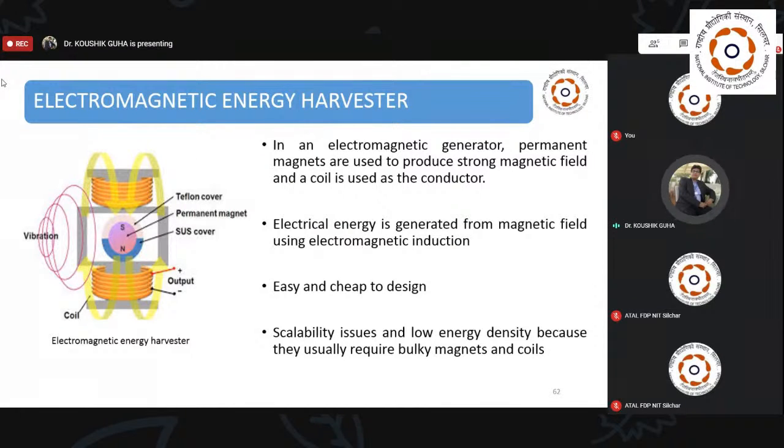Now I am going to talk about the electromagnetic energy harvester. It is a magnetic energy generator where permanent magnets are used to produce a strong magnetic field. Electrical energy is generated from the magnetic field using the electromagnetic induction method. It is very easy and cheap to design, but has scalability issues and low energy density, because it usually requires bulky magnets and coils. This is one of the disadvantages of the electromagnetic counterpart.